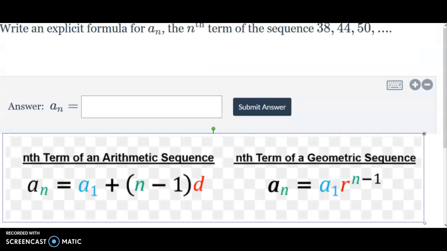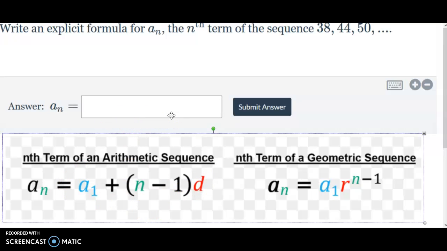In our first example, it says write an explicit formula for a sub n, the nth term of the sequence, right? And then the sequence is 38, 44, and 50. All right, so it has a sub n over here on the left. You're just going to write the formula part, the part on the right, in here for the answer.